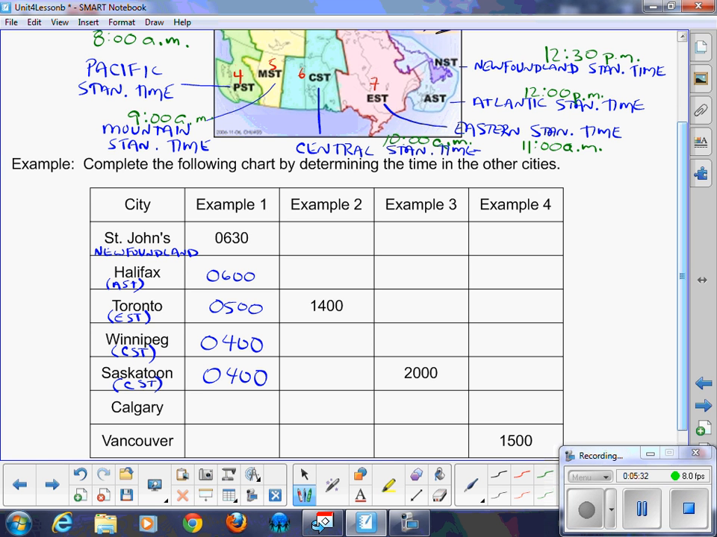Calgary, Alberta. They run on Mountain Standard Time, and Mountain Standard Time would be an hour earlier again, so it's 3 a.m. or 0300. And then Vancouver is located in BC, and that's our Pacific Standard Time, so it's an hour earlier, so it's 2 a.m. Okay.